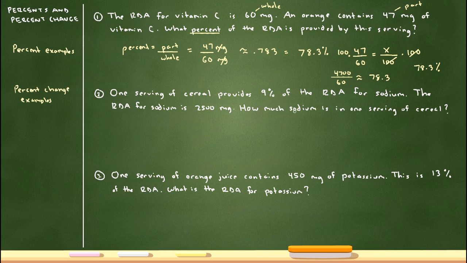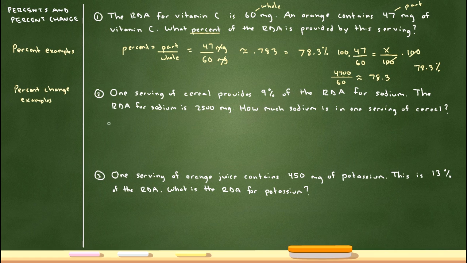So for number two, we have a serving of cereal that provides 9% of the recommended daily allowance for sodium. So notice now we're given some different information. We're given a percentage here. Now, the recommended daily allowance for sodium is 2,500 milligrams. So how much sodium is in one serving of cereal?